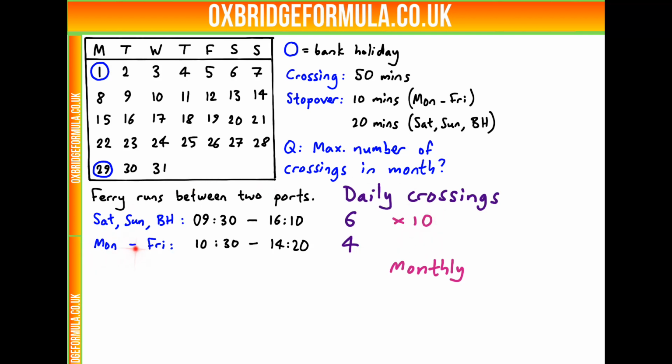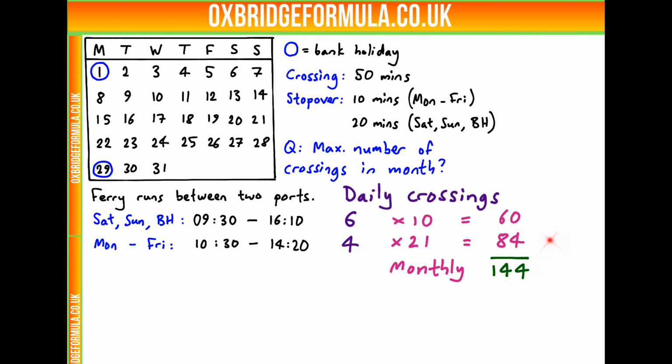What about Mondays to Fridays? So there are 31 days in the month. 31 minus 10 is 21. So how many monthly crossings do we have total from each of these sections? 6 times 10 is 60, and 4 times 21 is 84. So what's our total number of crossings in a month? 60 plus 84 is 144.